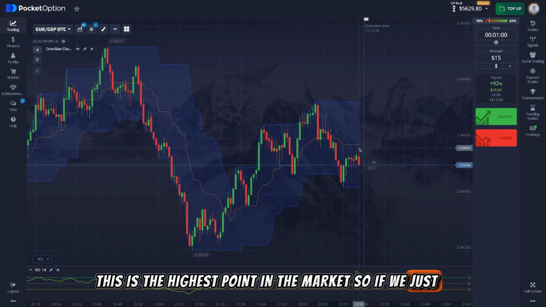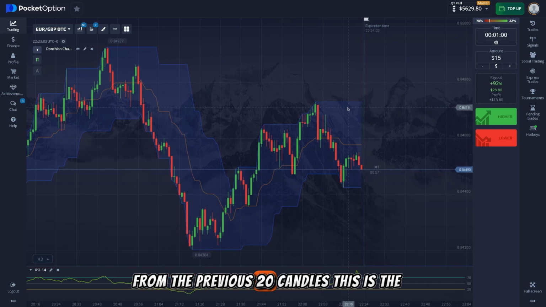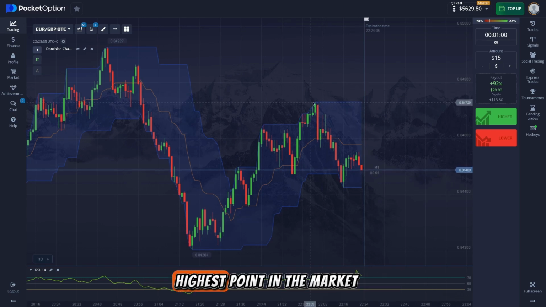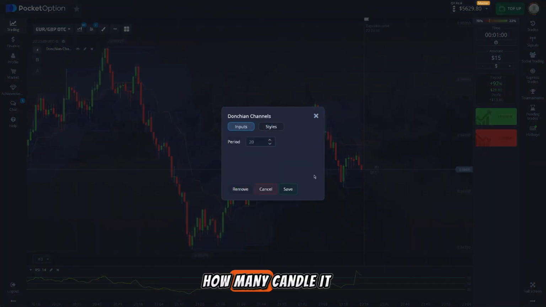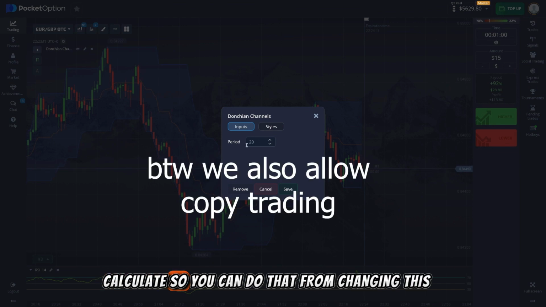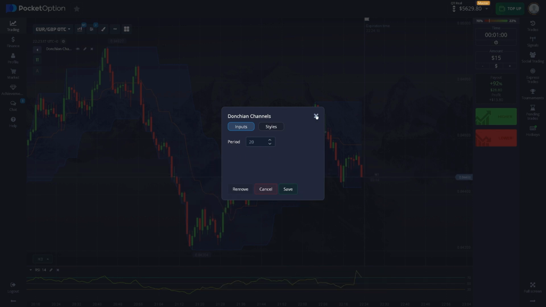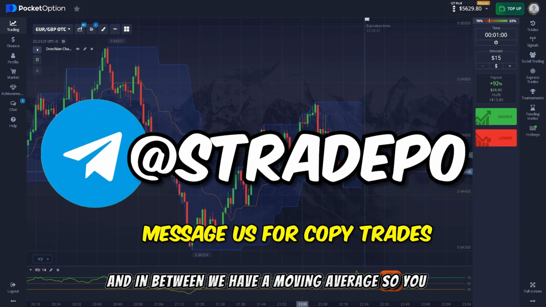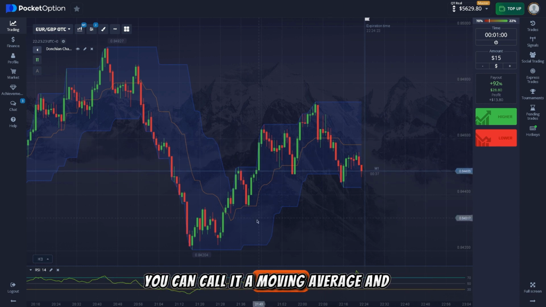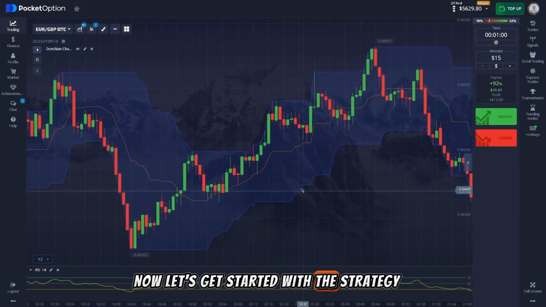If we just look at the market, from the previous 20 candles, this is the highest point in the market. And if you want to change how many candles it calculates, you can do that by changing this, but I'm just gonna keep it like this. And in between we have a moving average, so you can call it a moving average. And now let's get started with the strategy.